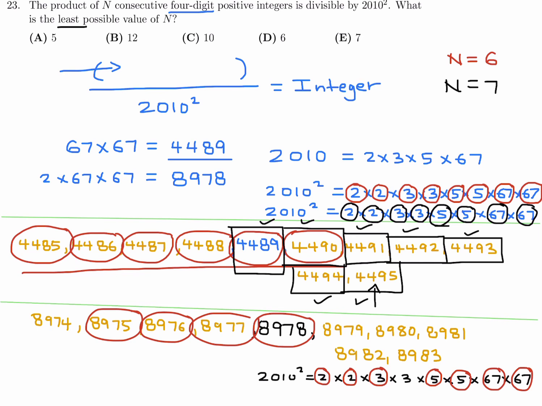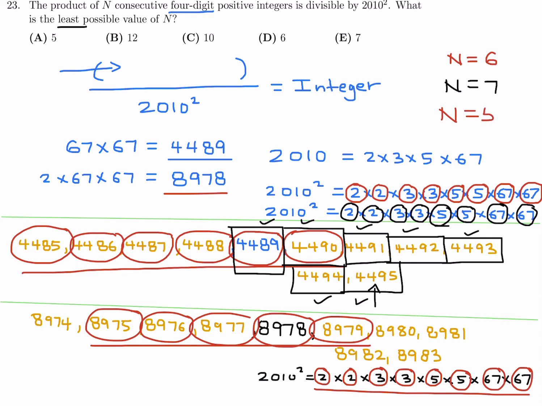Okay. Well, what if I go in this direction and try the 8, 9, 7, 9? Is that divisible by 3? And the answer is yes. So look at that. By using this guy, I got a string of only 5 numbers that include all the prime factors of 2010 squared. So the answer is n equals 5. So number 23, the answer is A.